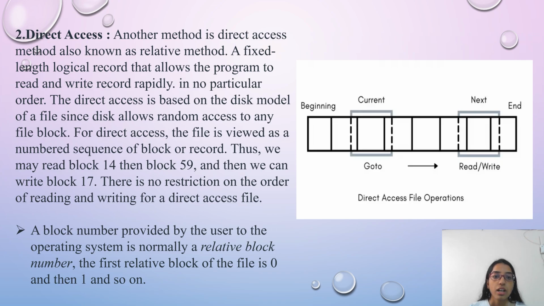Second, direct access. Another method is the direct access method, also known as the relative method, with fixed length logical records that allow the program to read and write records rapidly in no particular order.